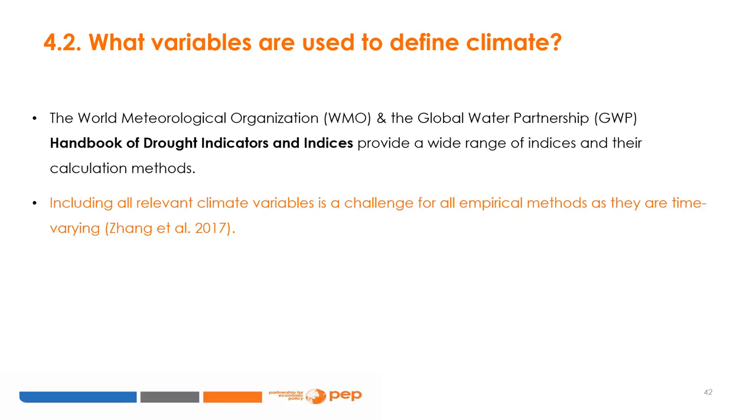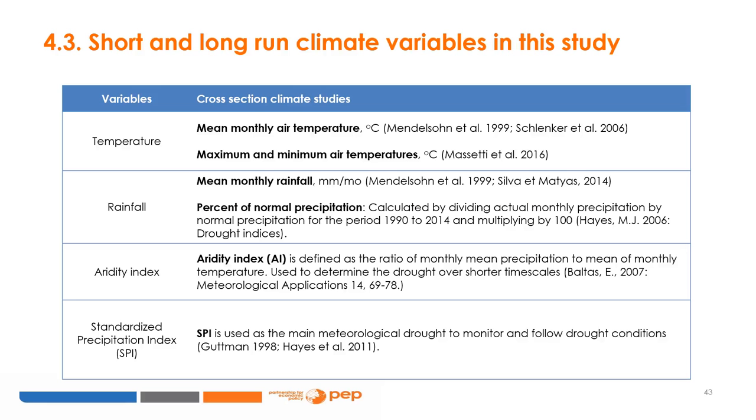The World Meteorological Organization, WMO, and the Global Water Partnership, GWP, Handbook of Drought Indicators and Indices provide a wide range of indices and their calculation methods. Including all relevant climate variables is a challenge for all empirical methods as they are time-varying. Here are some variables summarized in the table that can be used in cross-sectional studies and in our application.